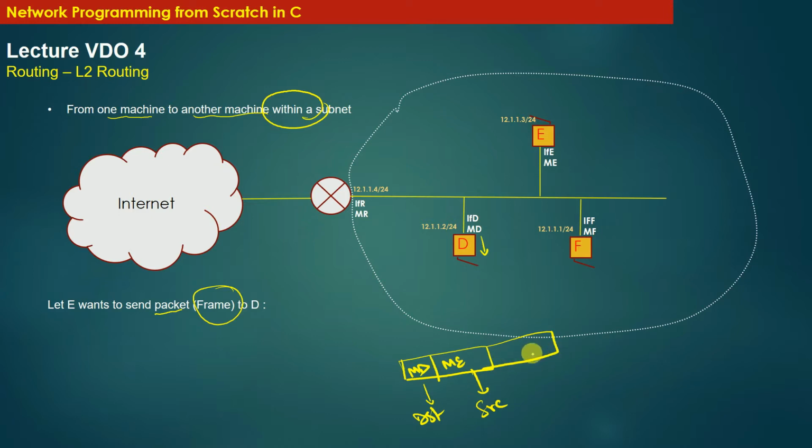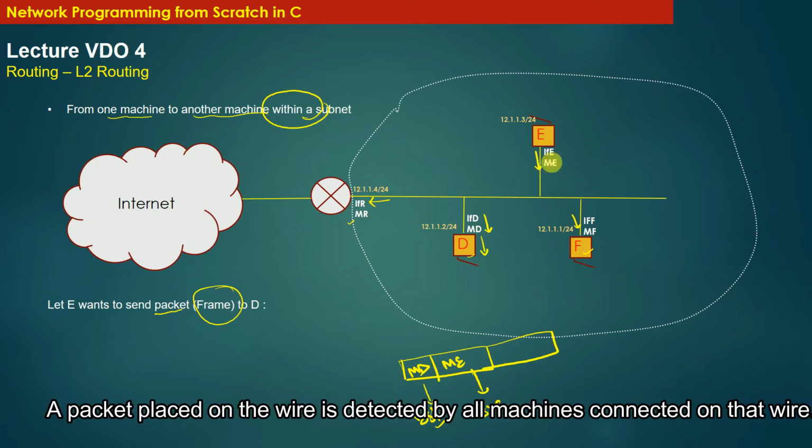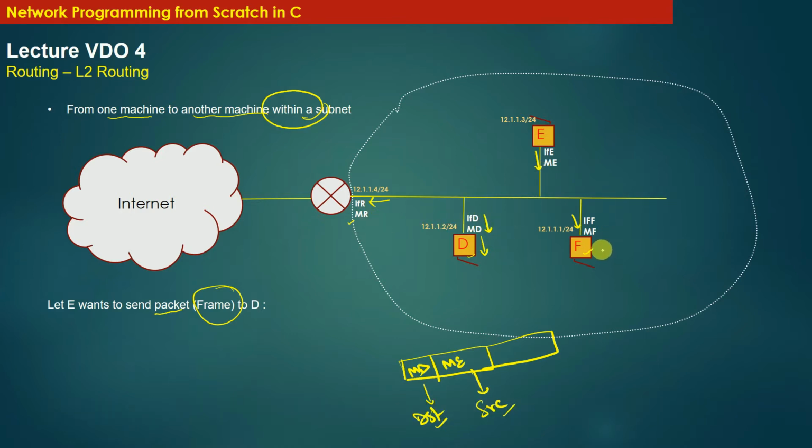I am discussing only the destination MAC address and source MAC address. After it has filled all the fields of the Ethernet header and the following headers, it will place the packet on the wire. When the packet is placed on the wire, it will be received by all the machines connected to the wire. So in this case, the packet will be received by machine D, by machine F, and by the router also. So remember, whenever a machine places a packet on the wire, the packet is received by all the machines connected to the wire, right?